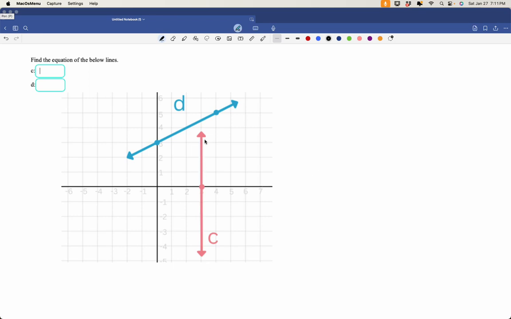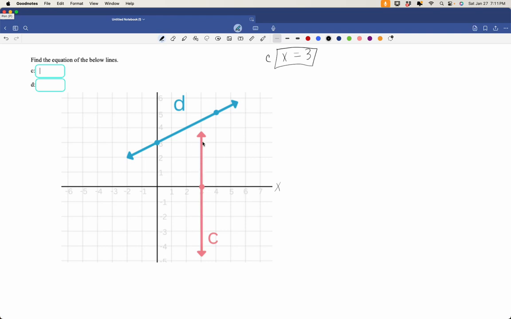So here we have one that is perfectly straight up and down, and it is crossing the x-axis. So for C, crossing the x-axis, x is equal to positive 3. That's it. That's what you'd put in here. X is equal to 3.